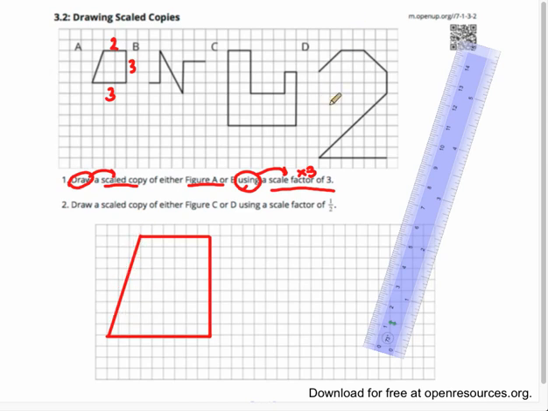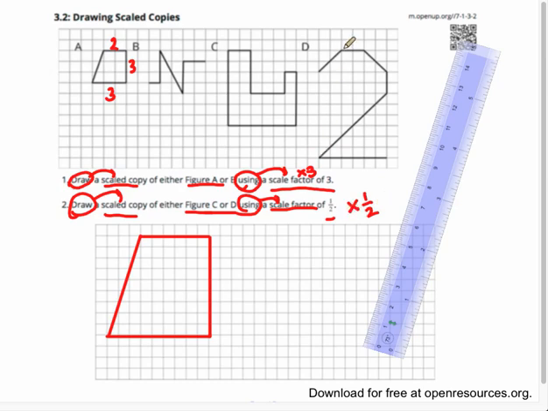Alright, let's go on to drawing a scaled copy of either figure C or D using a scale factor of 1/2. What does that mean? It means I'm multiplying every single length by 1/2. And what does it mean to multiply by 1/2? Well, it means that we are going to divide the length by 2, and whatever we get is going to be multiplied by 1. So essentially we could just divide by 2, but we need to multiply by 1 just to remember what it means to multiply by a fraction.